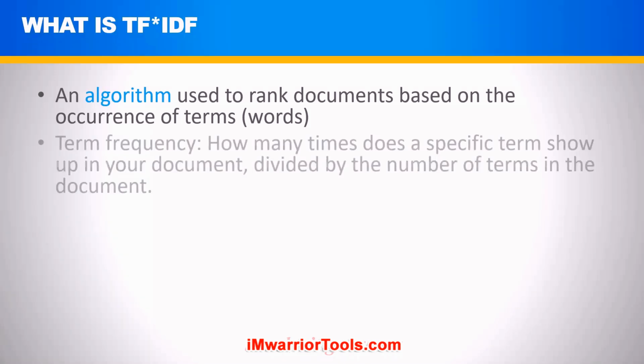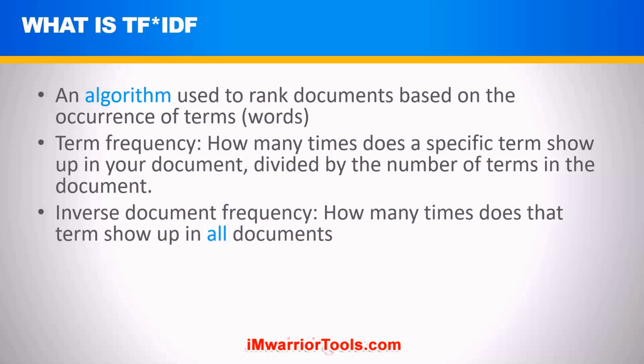What does TF mean? TF means term frequency, or how many times a specific term shows up in the document or the web page, divided by the number of terms in the document, or as you're probably used to hearing it, keyword density. So if you have a 500 word document, how many times does the word cat show up in it? If it's 5 times, then you have 1% or 0.01.